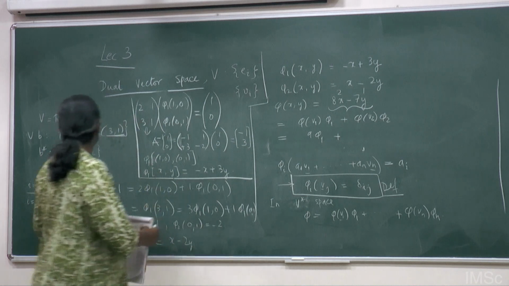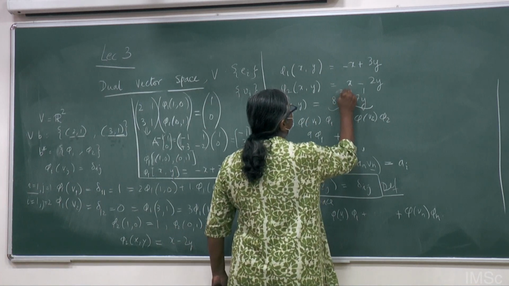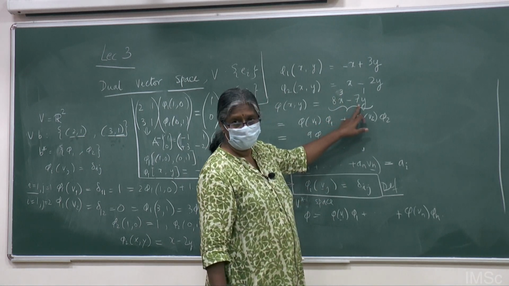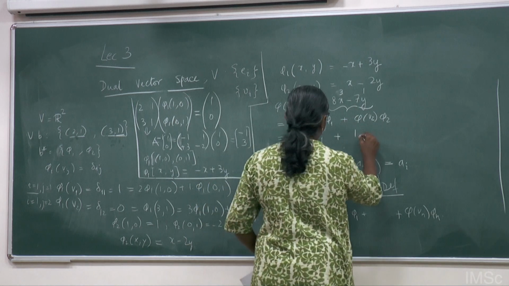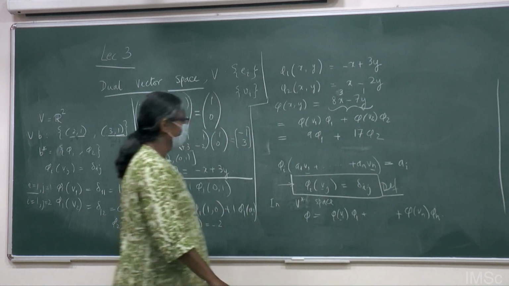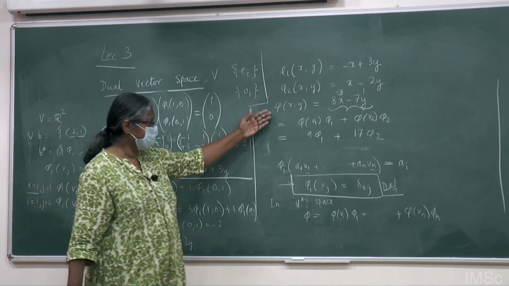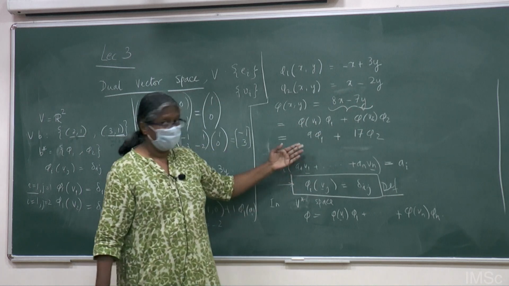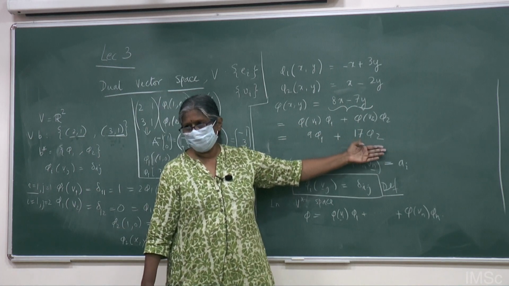And what is V2? 3 comma 1. So phi V2 will be 8 3s are 24 minus 7, which is 17. I hope that is correct. I can't do subtraction. Okay, fine. So that means I have now represented this vector 8x minus 7y in this V star basis as 9 phi 1 plus 17 phi 2.